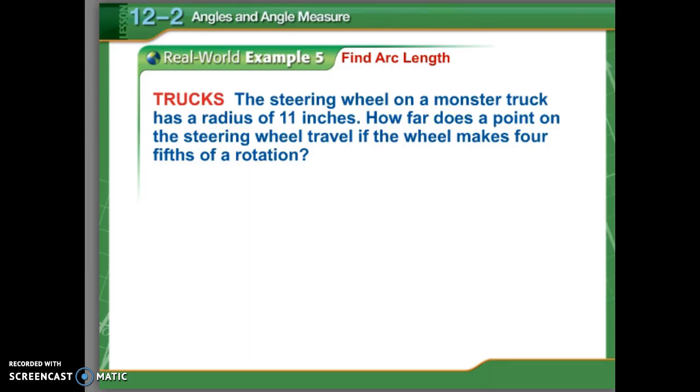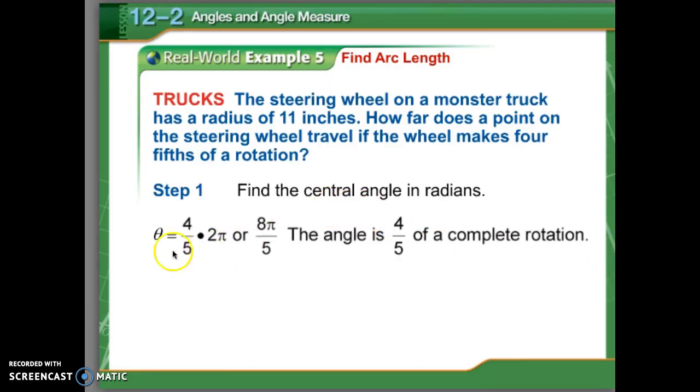So let's look at an example where we try to find the arc length. Example 5 says the steering wheel on a monster truck has a radius of 11 inches. How far does a point on the steering wheel travel if the wheel makes 4/5 of a rotation? So the first thing we need to do is figure out what's the central angle. And we're making 4/5 of a full circle, and a full circle is 2 pi. So 4/5 times 2 pi is 8 pi over 5 radians. And so that makes 4/5 of a complete rotation.